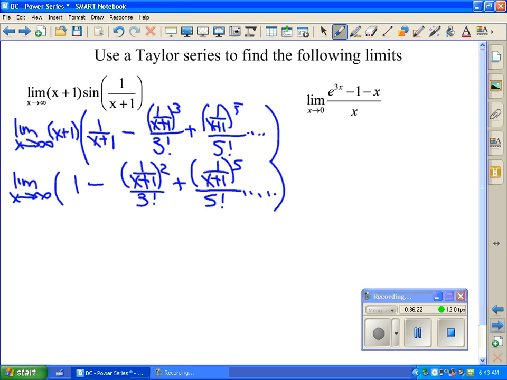And as x approaches infinity, this term here is going to approach 0, because you can get 1 over a huge number. This term here is going to approach 0, and all we're going to be left with is 1. So our final answer is 1 for that.